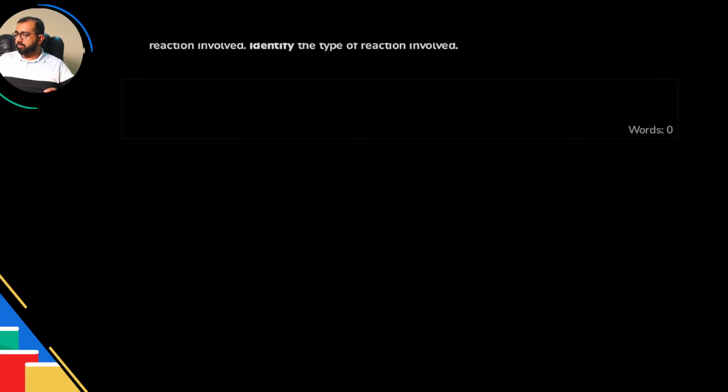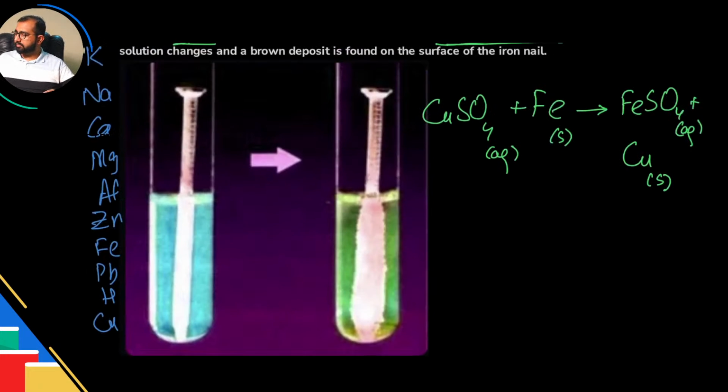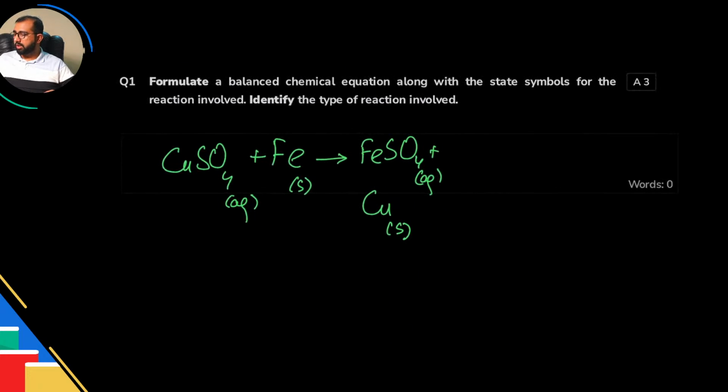Formulate a balanced chemical equation. We have already done that. Okay, so this is my chemical equation. Identify the type of reaction involved. This is substitution. Now it is called substitution if it happens in organic substances. For inorganic substances like this, we'll just say it is displacement.